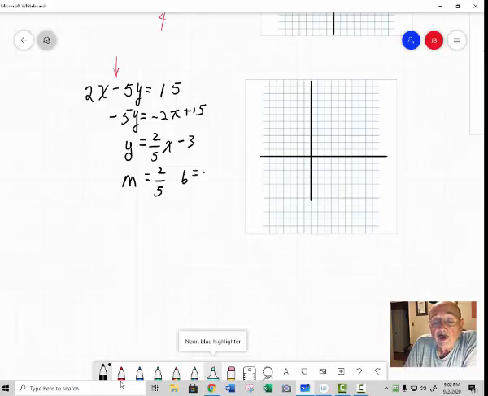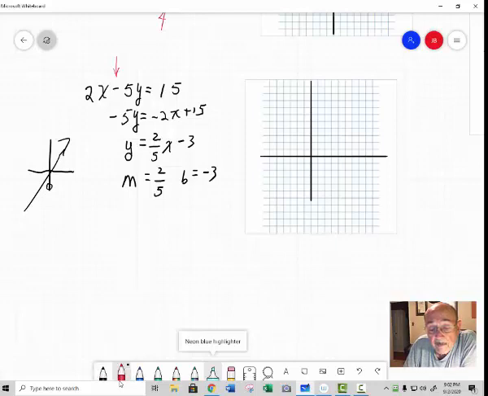Now keep in mind, I know that it's a positive slope, and if the y-intercept is going to be negative 3, it's going to be somewhere down here. It's got to climb because it's positive slope. Here we go. 1, now I'll do it in red. 1, 2, negative 3 is right here. This point is the point 0, negative 3. That's the y-intercept.